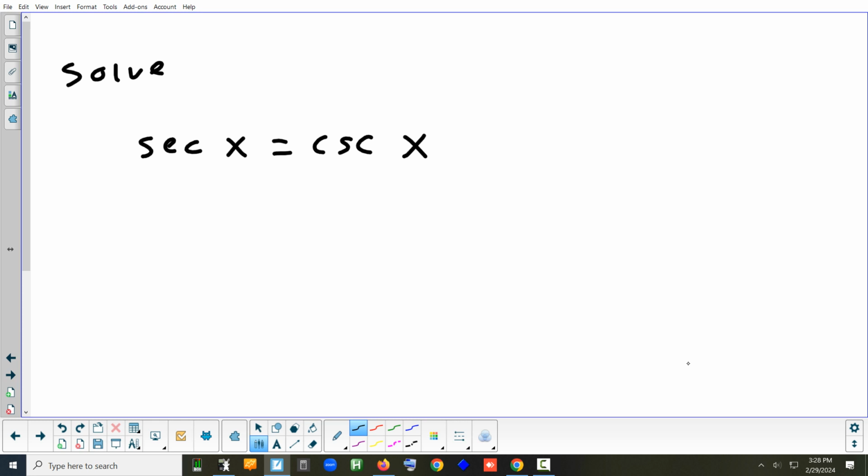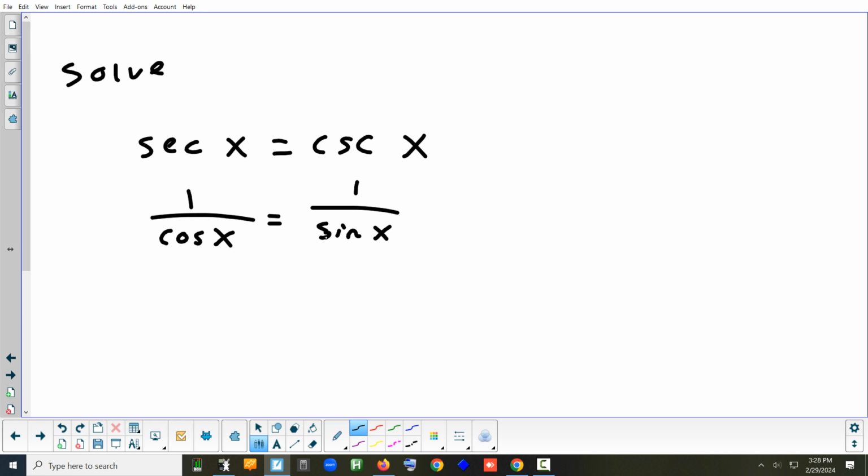So anyone have a thought what we should maybe do first? Yeah, maybe turn into cosine. Okay, we could turn everything into cosines and sines. What is secant if you change it? 1 over cosine. And what is cosecant? 1 over sine. So it's okay to do that.